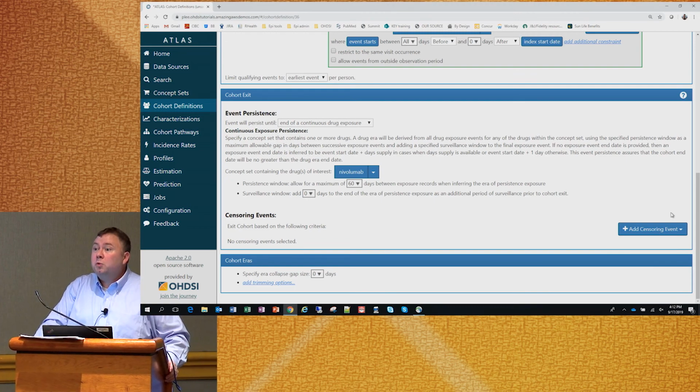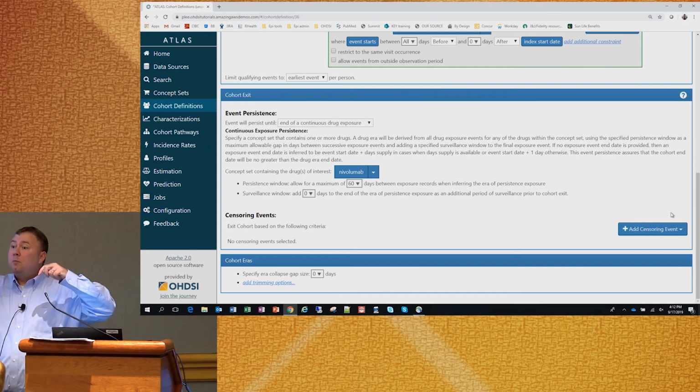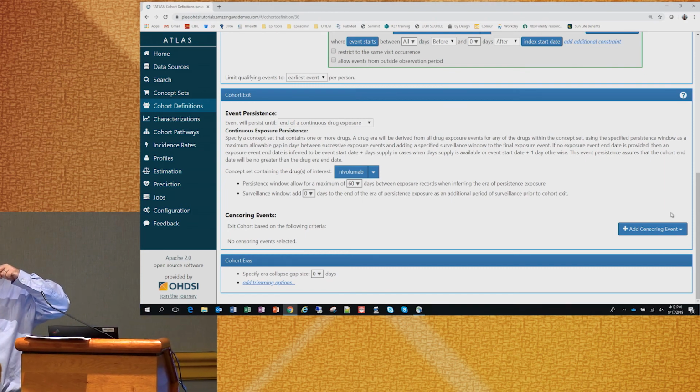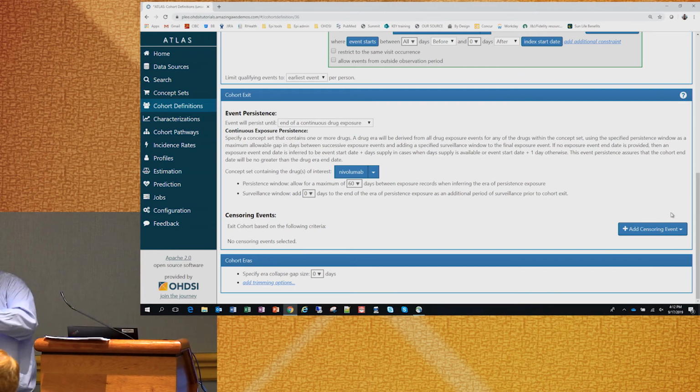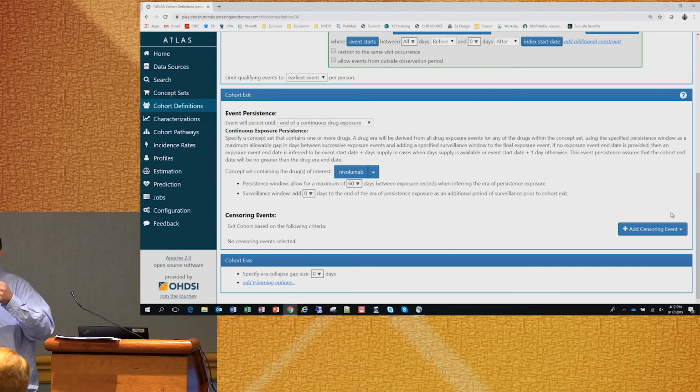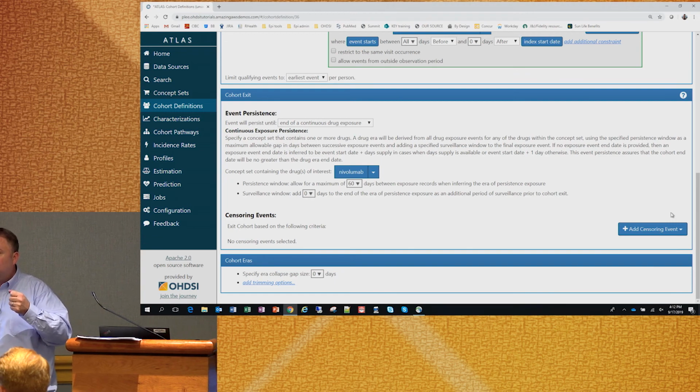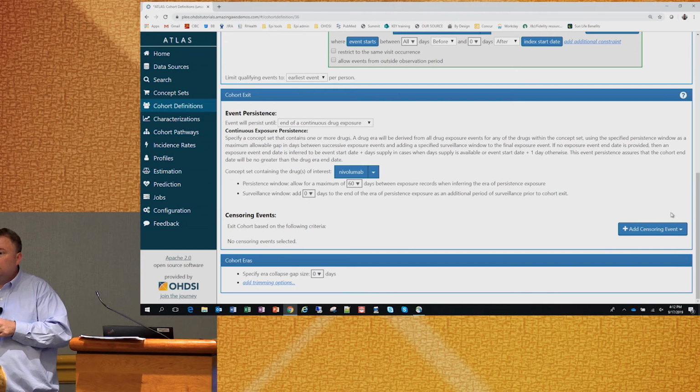Yep. So this will follow them while they're on the drug, and the moment that they stop getting prescribed the drug, they will disappear from the cohort, meaning their cohort end date will end when they stop taking treatment. Okay. So the study period will be much shorter than a year. Yeah, but hold on.